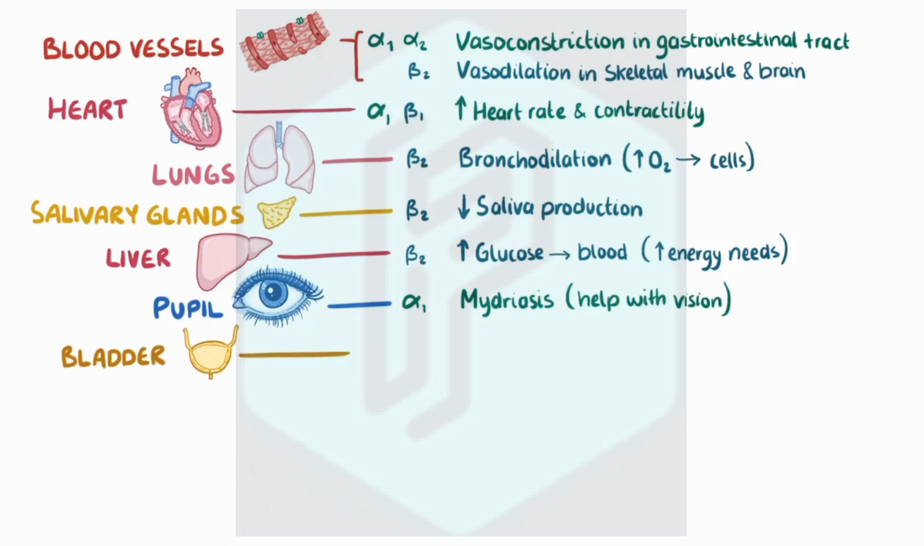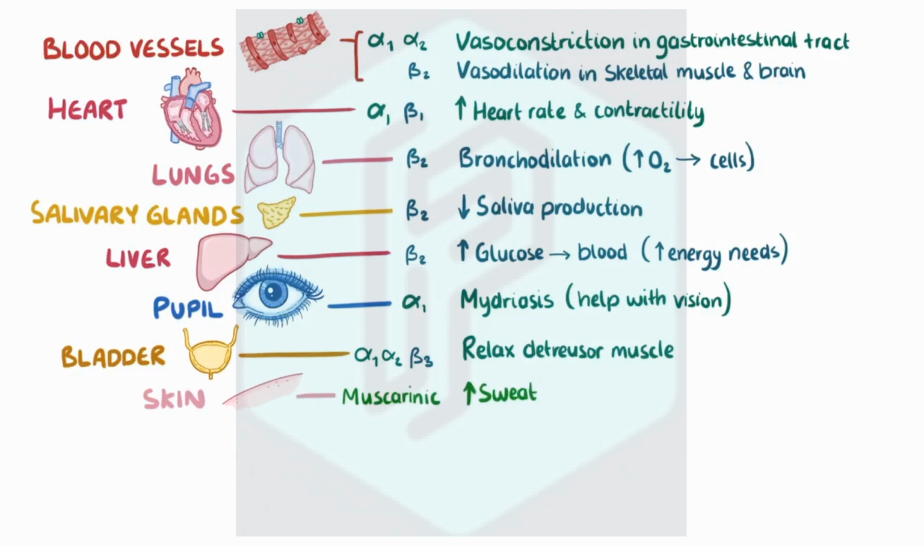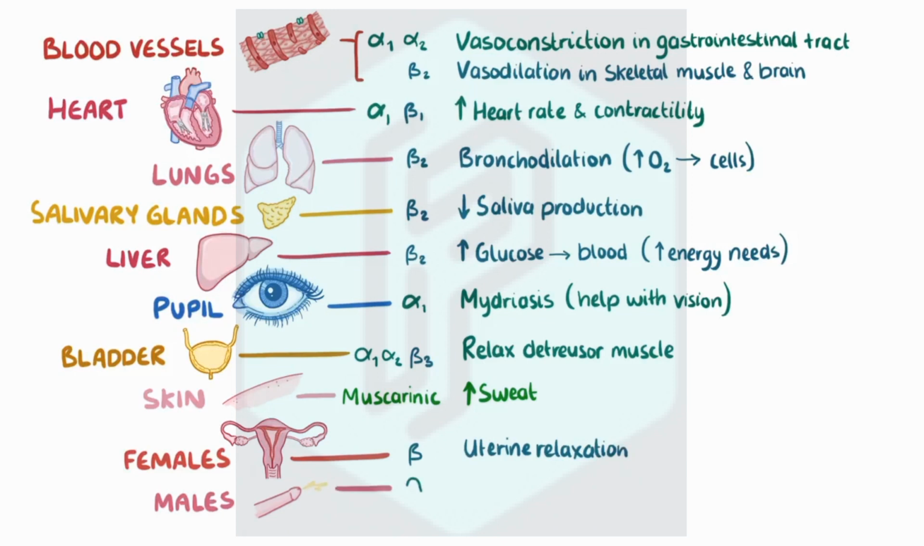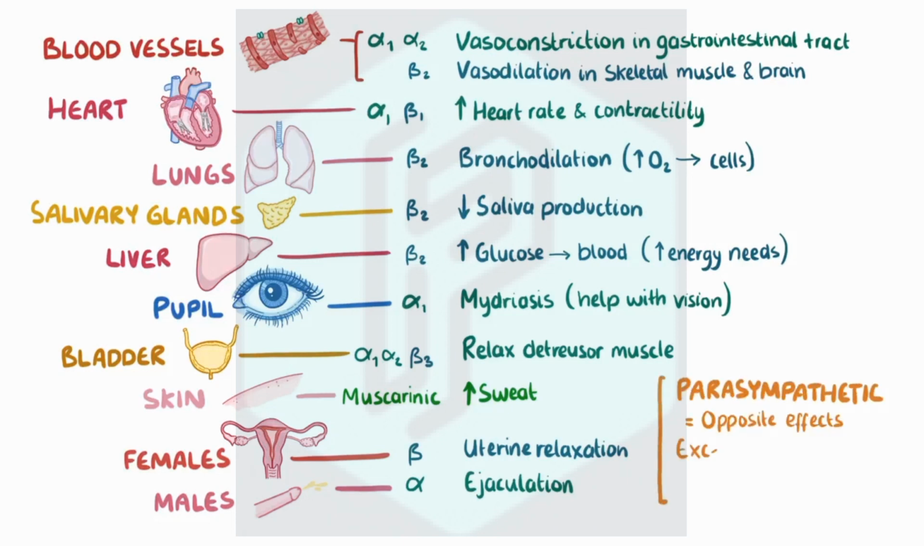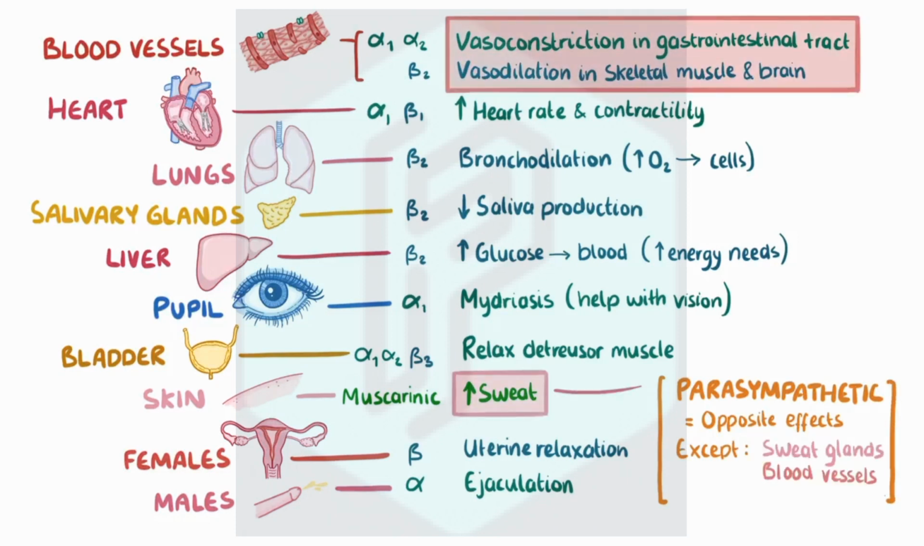In the bladder, it acts on alpha 1, alpha 2 and beta 3 adrenergic receptors to relax the bladder muscle, called the detrusor muscle. In the skin, it works on muscarinic receptors to increase sweat production. And finally, in females, it acts on beta adrenergic receptors to cause uterine relaxation, and in males, it acts on alpha 1 adrenergic receptors to trigger ejaculation. These organs are controlled by both the sympathetic and parasympathetic nervous systems, which have opposite effects, except for the sweat glands and blood vessels, which are only controlled by the sympathetic in an on-off manner.